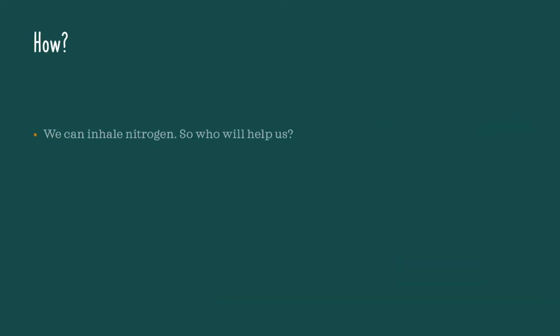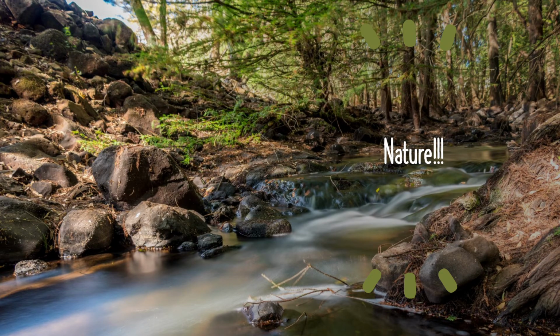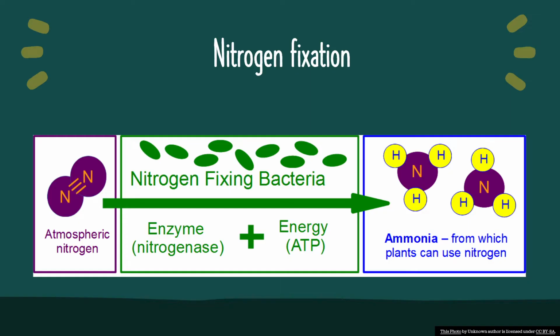So how do we get nitrogen? Now we can't inhale nitrogen, so who will help us? Nature will help us. How is it going to help us? There is nitrogen fixation, in which the atmospheric nitrogen, which is not something that we can get, is converted into ammonia, from which we can get it.